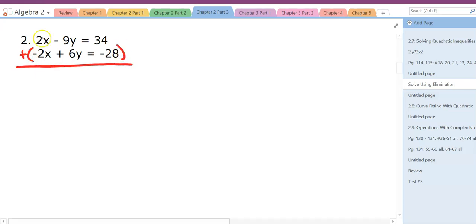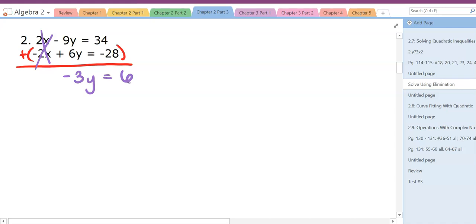When I do that, 2x plus negative 2x are going to eliminate each other. And so now I have negative 9y plus 6y. So negative 9 plus 6 is going to be negative 3 and then y equals, I've got 34 plus a negative 28, which is the same thing if you wanted to take 34 minus 28, which is going to be 6.